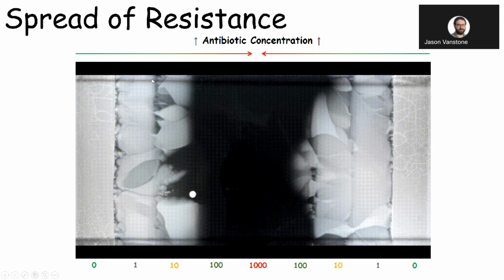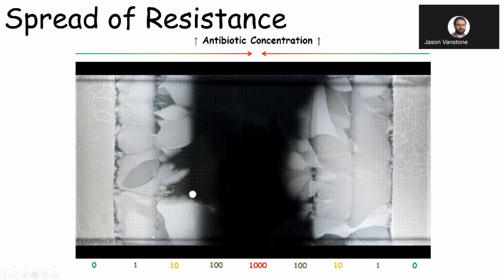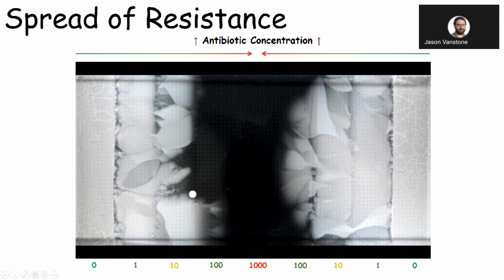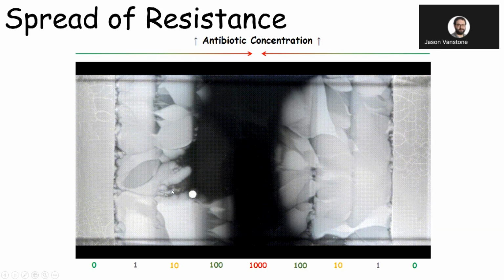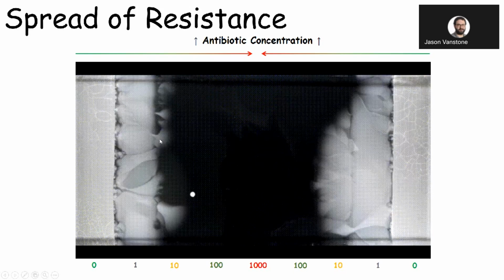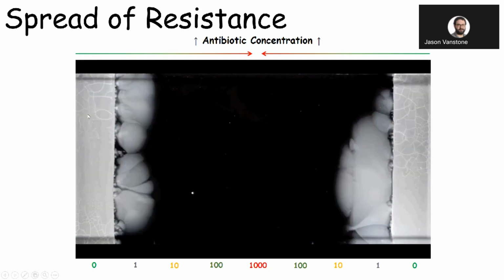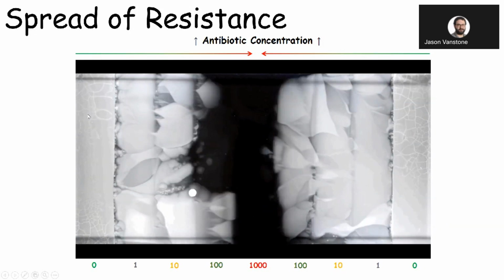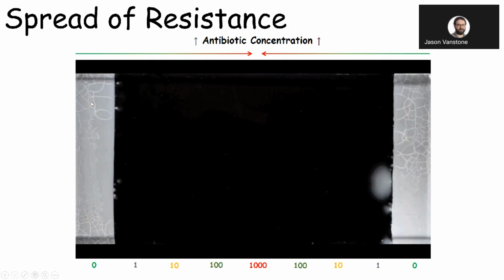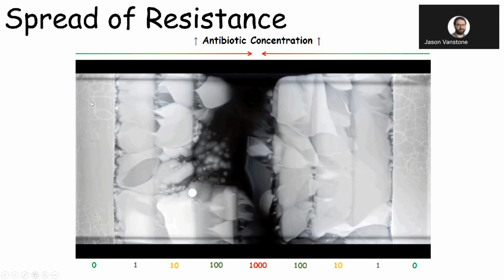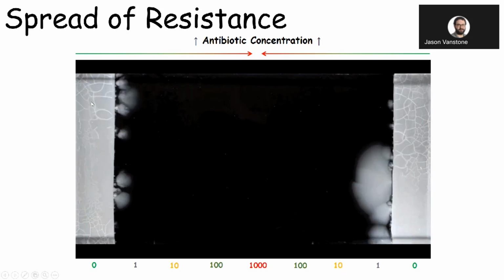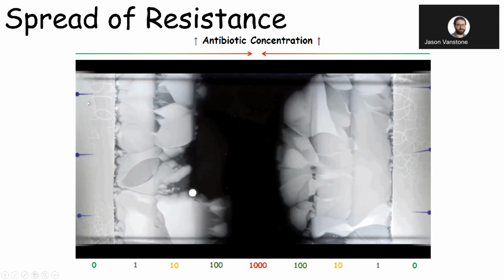And then similarly, they'll grow up to that next edge until there's an increased concentration of antibiotic. And so now only bacteria that are able to resist that higher concentration of antibiotic are able to grow into that next area. So I'll just speed this up a little bit. And you can see these things starting at a point and then fanning out as they grow further and further towards the center of the plate.